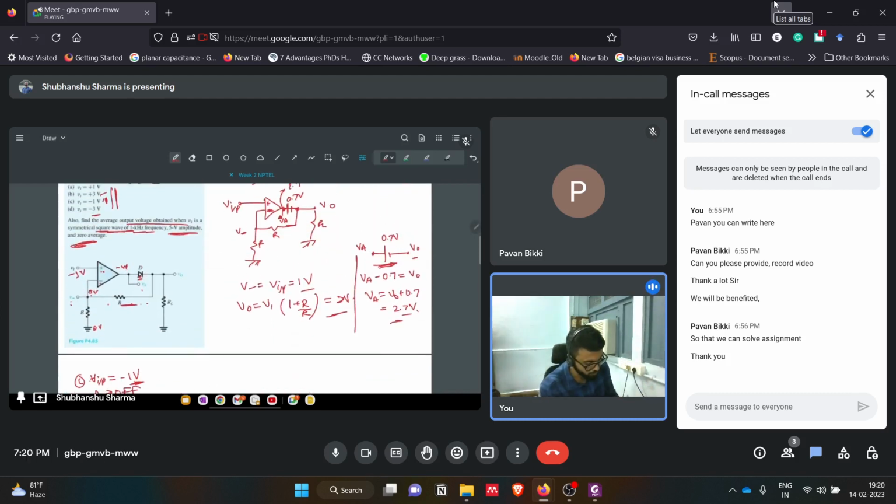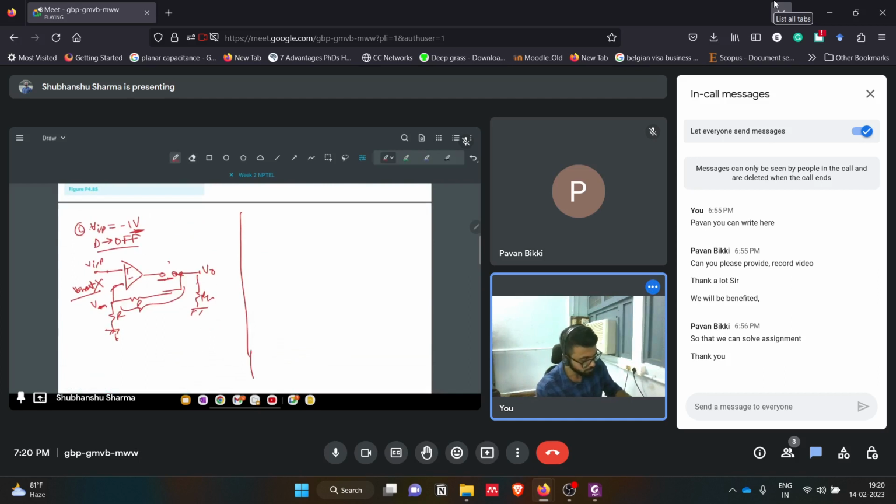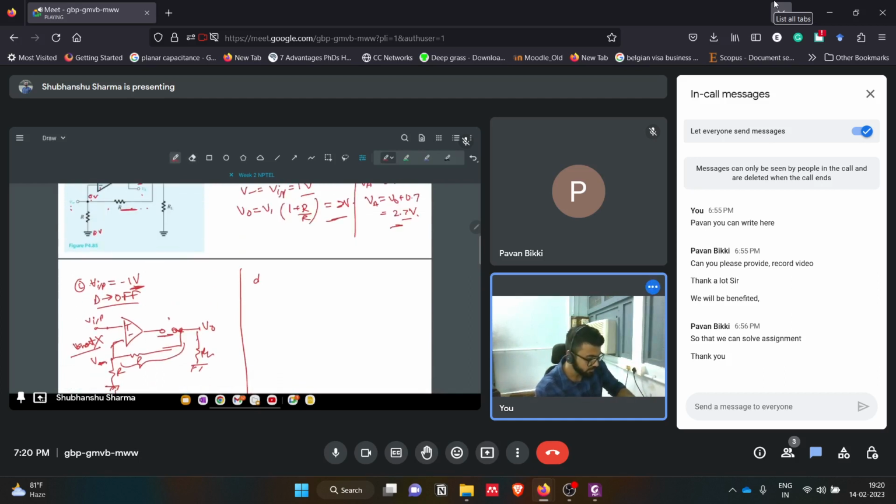Now, one more part was there. Also, find the average output voltage obtained when V in is a symmetrical square wave. Let's see what will happen in this condition. So we have an input, which is like this, symmetrical. Symmetrical means both positive and negative parts are there, plus Vm and minus Vm.